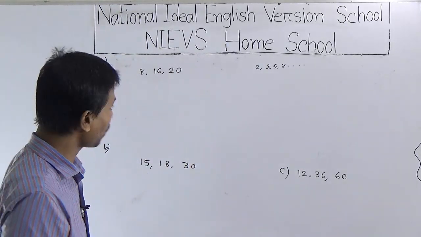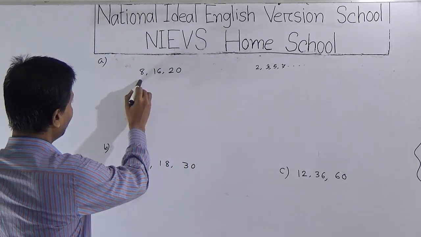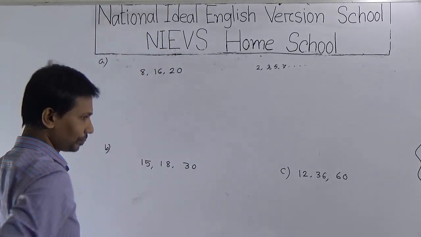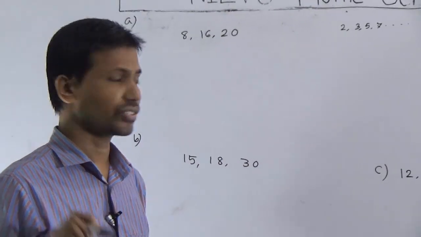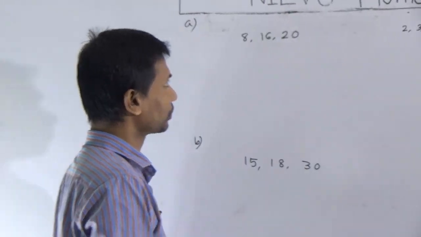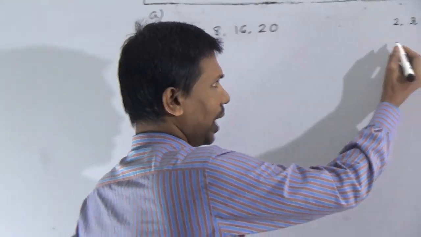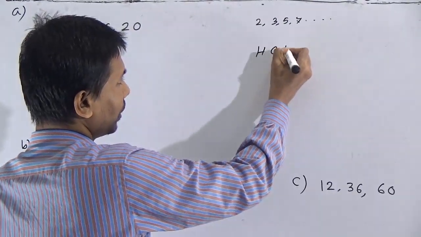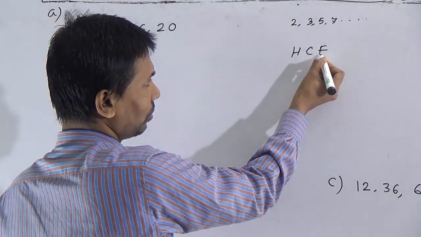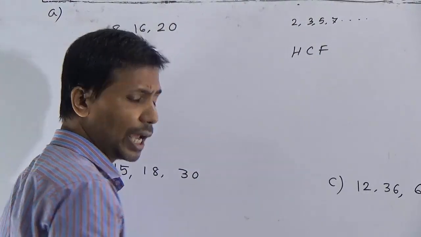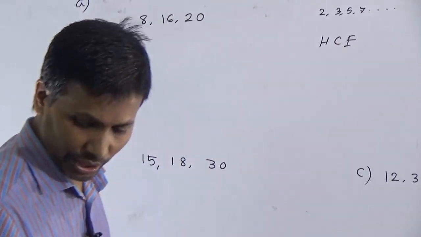Let's try to solve the HCF. Question A: 8, 16, 20. Now we want to determine the HCF. Look, HCF means highest common factor. Factor, its another name is divisor.